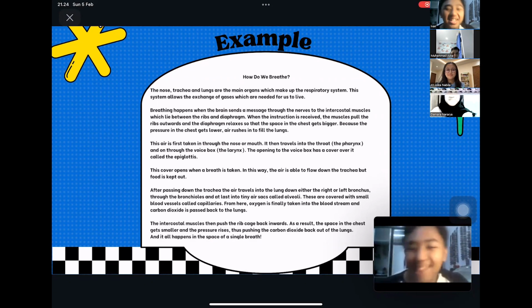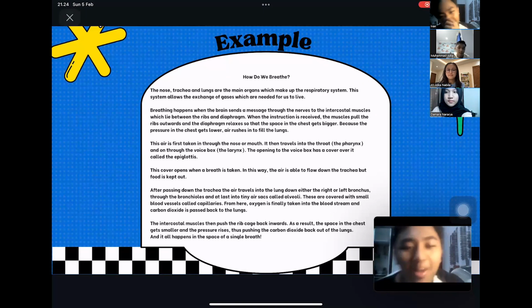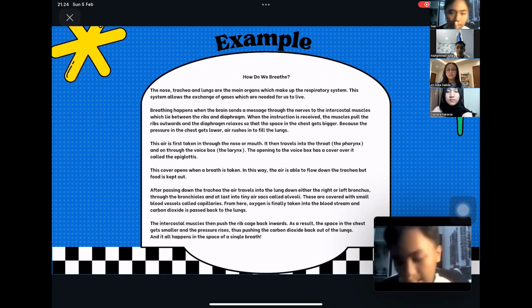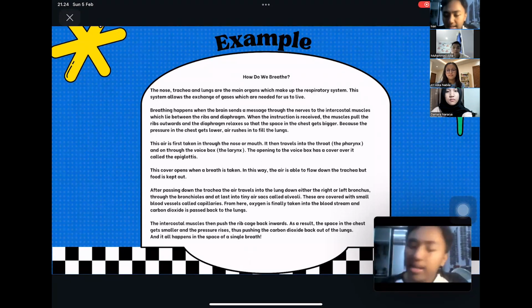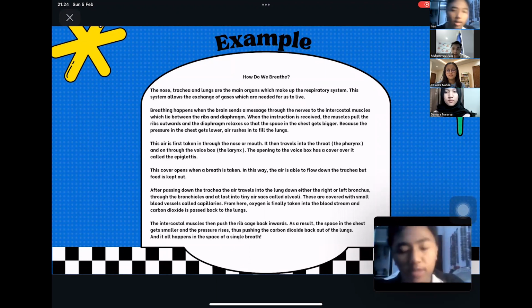Right, so this is the example of explanation text. The title is How Do We Breathe? This explanation text explains about the breathing system in humans. Okay, so you guys can pause this video and read this explanation text. And after that, can you guys analyze the structures and the language features that we told you before?